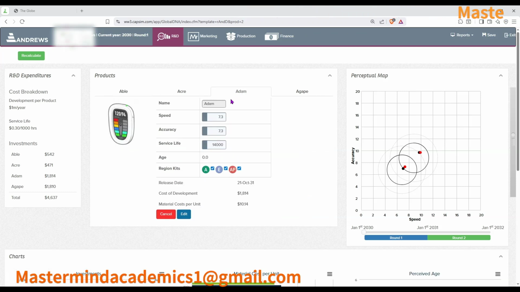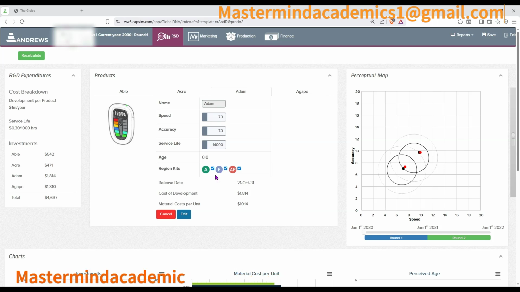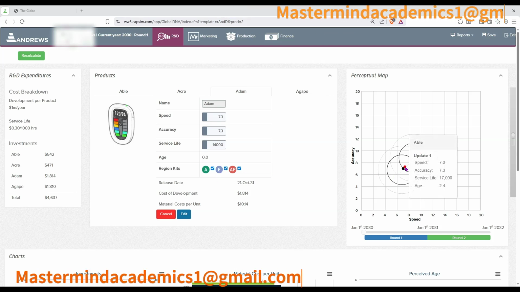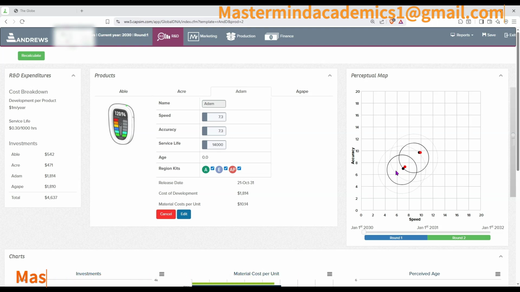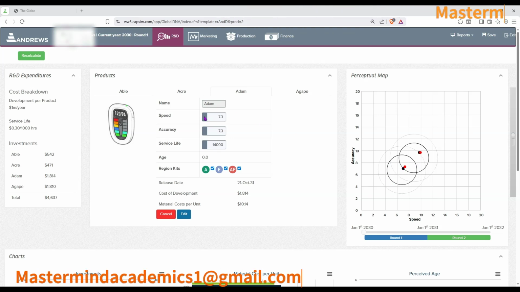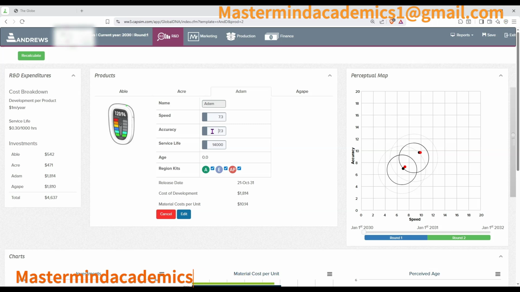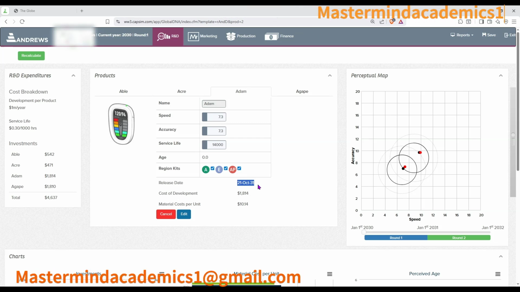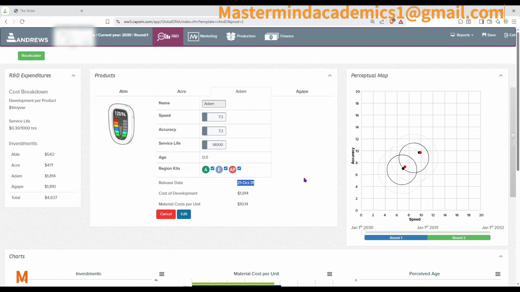Next product is Adam, a new product that will be selling in the budget segment. Adam will be located here, and you can see I gave it a speed of 7.3, accuracy of 7.3, and service life of 14,000. Our release date for this product is the 21st October 2031. That means new products will start selling in the next year.